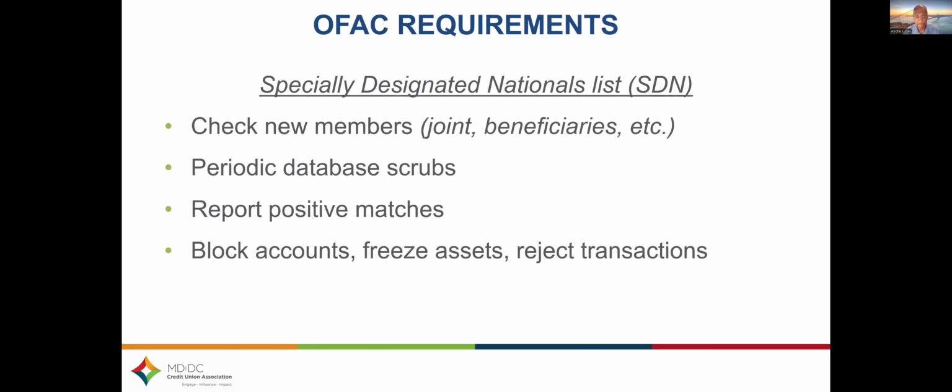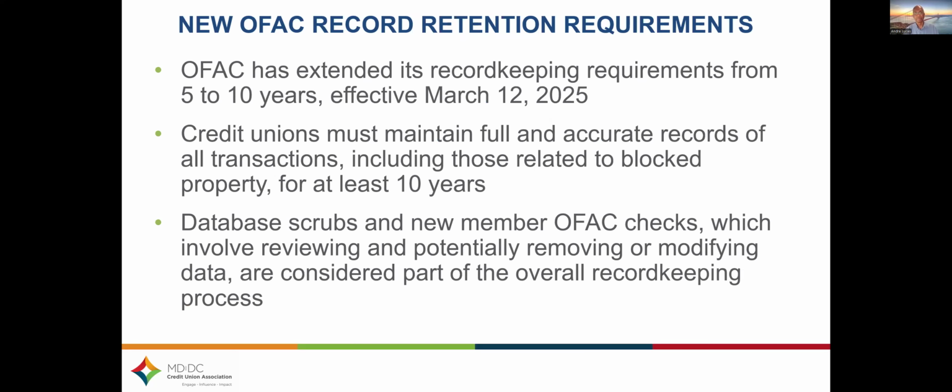Report positive matches. If you get a positive match, you have to block and freeze the account. Reject transactions. I'm sorry, but that $75,000 Cadillac loan that you made is going to go delinquent, because you cannot take loan payments if that member has been identified as a positive match on the OFAC list. Sorry, it's going to happen. Watch your delinquency shoot through the roof on that one.